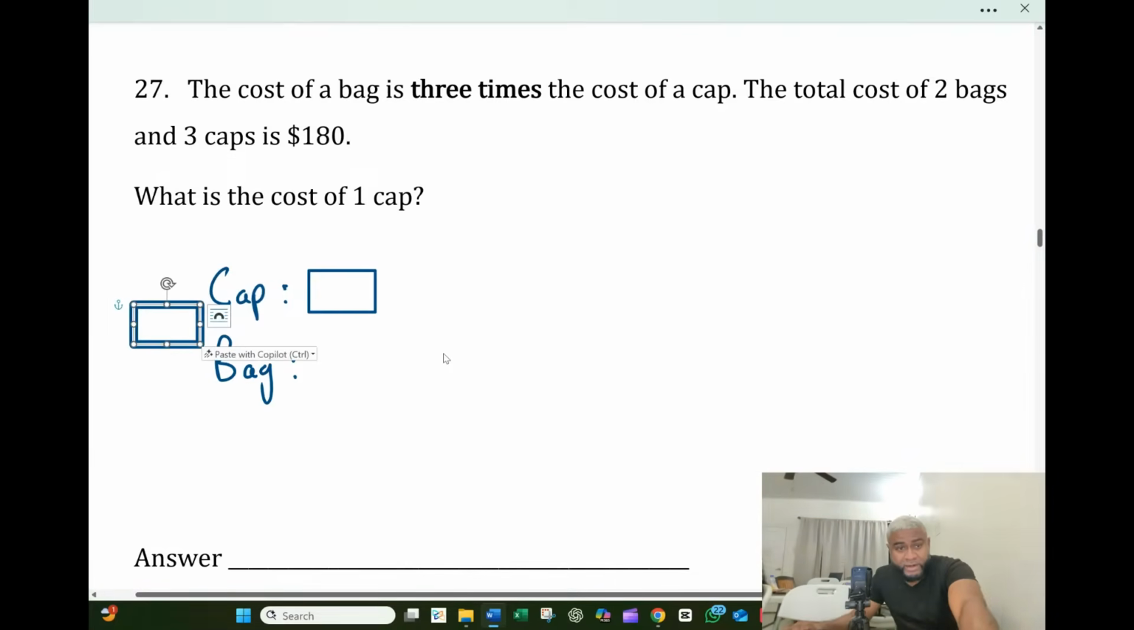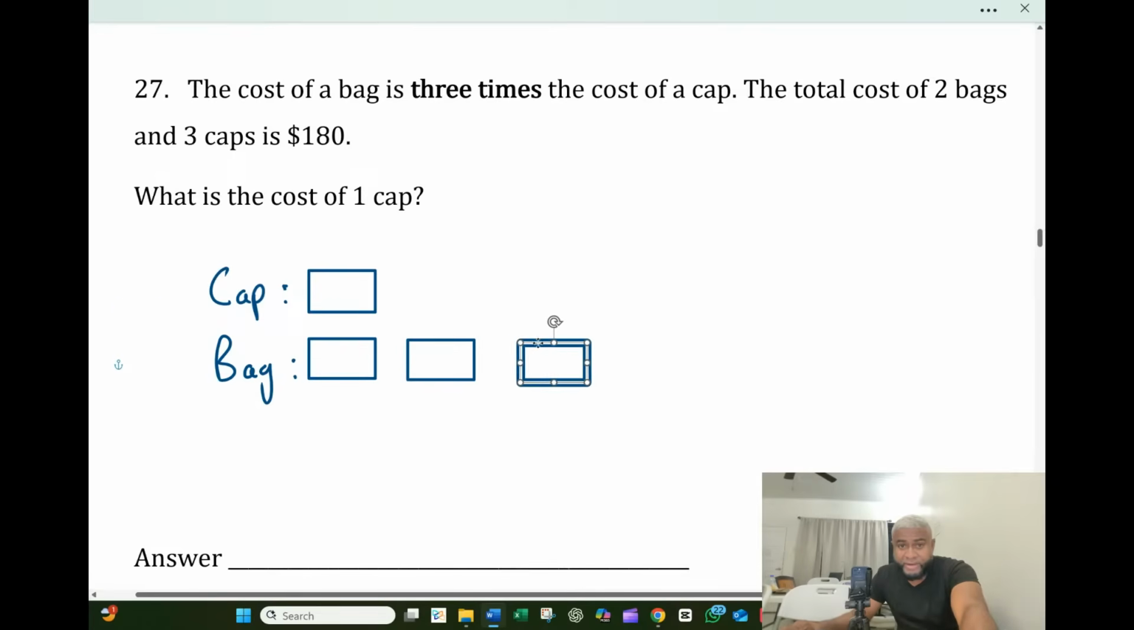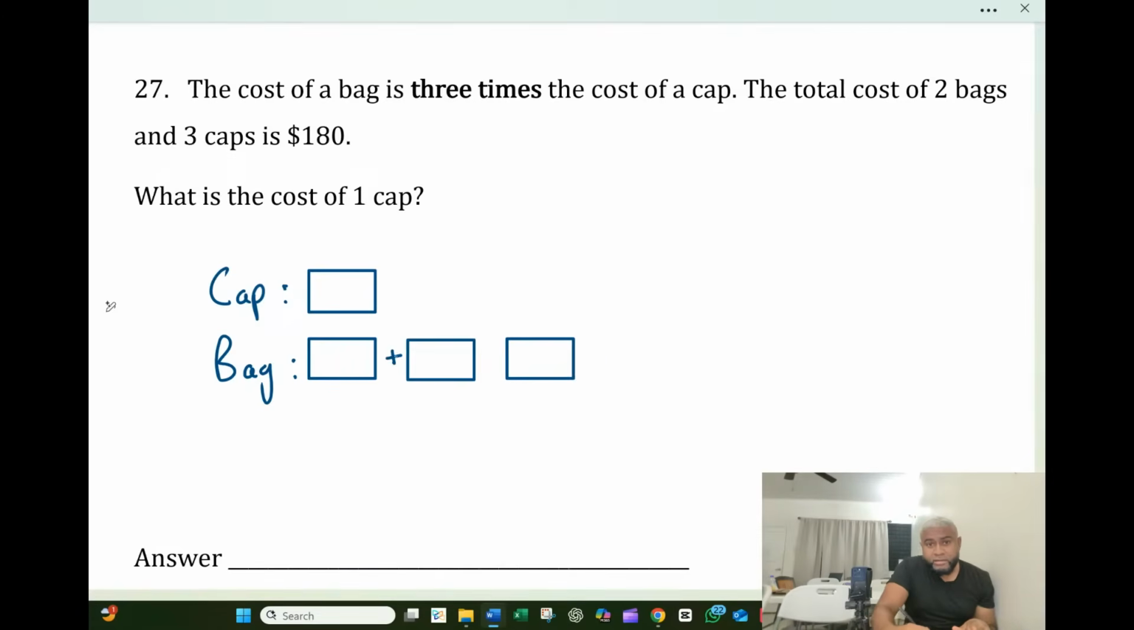So let me get to there. 1, 2, 3. I put 3 boxes in place here. 1, right? 2, and 3. Everybody good there? Just put 3 times box. You're trying to get the visual now. We're giving them a visual, right, sister? There we go. Right? 3 boxes for the bag, because the bag is 3 times the cost of a cap, right?